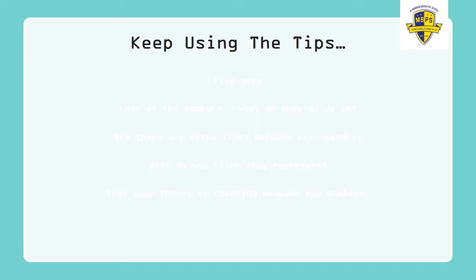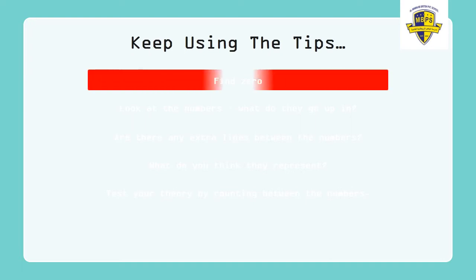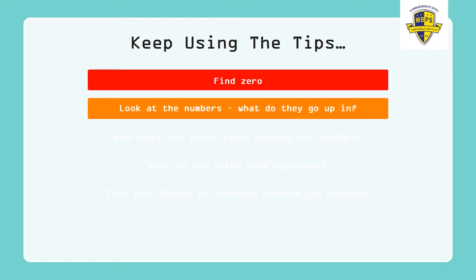Now let's summarize the steps we use for reading the scales. The first step, find 0. The second one, look at the numbers. What do they go up in? So we have to check the numbers. We are counting in ones, twos, fives, tens. We have to check that.